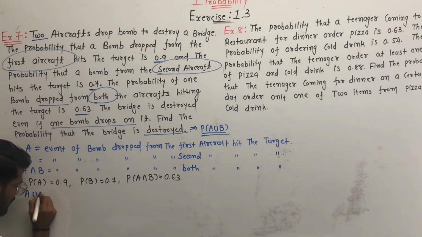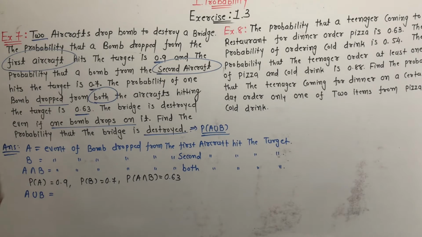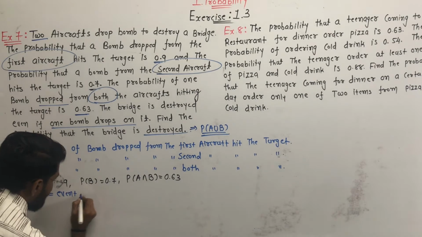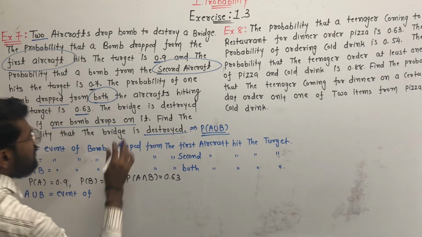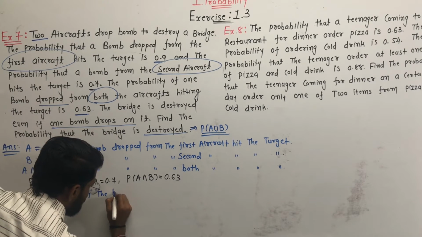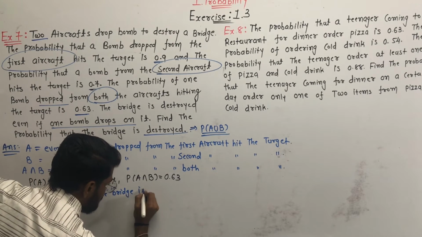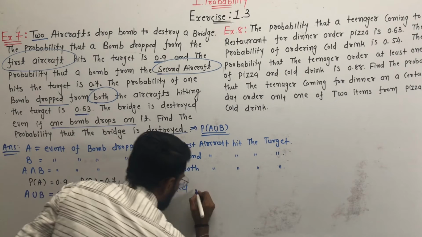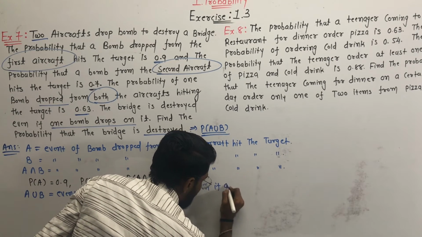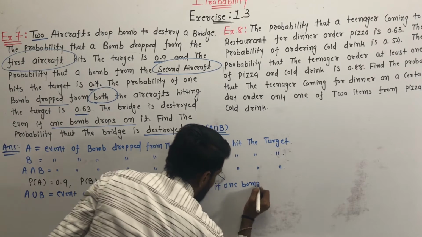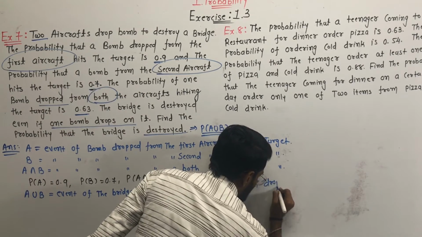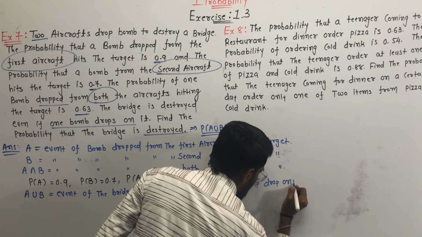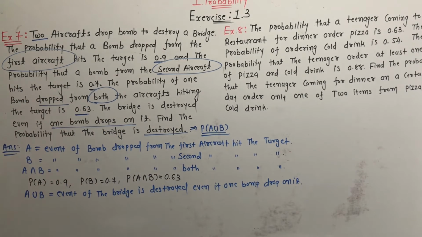A union B. Event A union B is that the bridge is destroyed even if one bomb drops on it. Okay, now we have to find the probability of the event A union B.